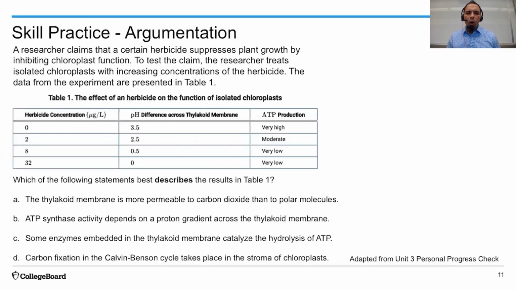So here is a multiple choice question, argumentation. A researcher claims that a certain herbicide suppresses plant growth by inhibiting chloroplast function. To test the claim, the researcher treats isolated chloroplasts with increasing concentrations of the herbicide. The data from the experiment are presented in Table 1. I'm not going to go over Table 1 with you. You can read that. So here's the question. Which of the following statements best describes the results in Table 1? You can go through and read options A, B, C, and D, pause the video, and then when we come back, we're going to see how you did.